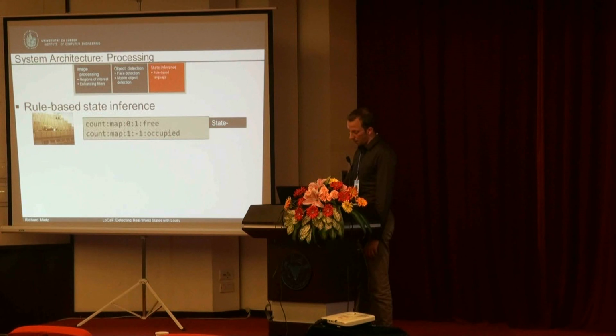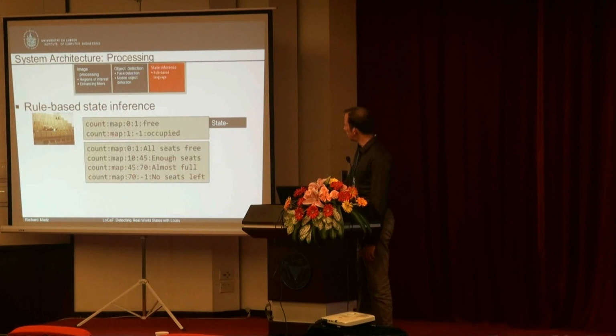The next thing could be this one, for example. You could say if there are 0 objects, then we have all seats free. If there are 10 to 45, then we have enough free seats. 45 to 70, almost full. And if there are more than 70 objects, we have no seats left. So this is, for example, the second scenario.